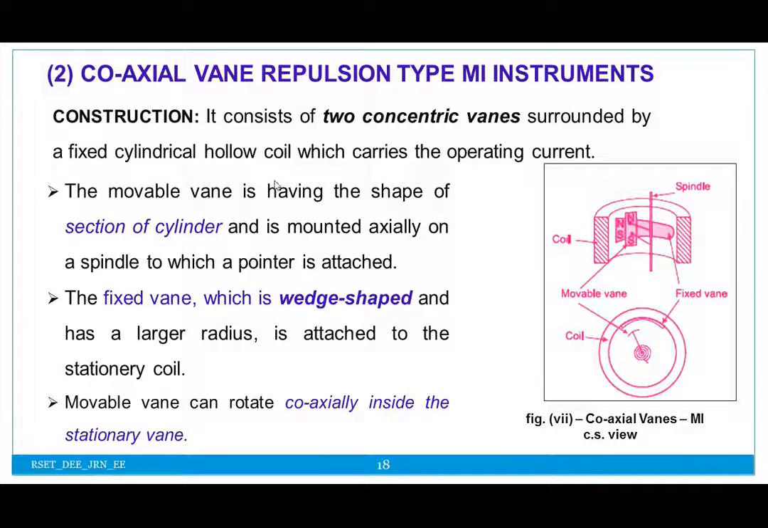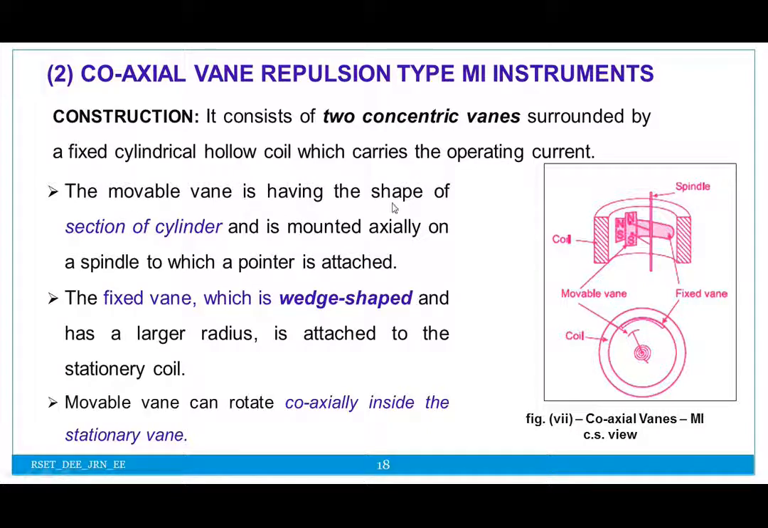Now the second type, the coaxial vane repulsion type moving iron instrument. Unlike radial vanes, here you are having two concentric vanes, again surrounded by a fixed cylindrical hollow coil which carries the operating current. See the cross section view. This is my coil which carries the current, the spindle which carries a vane, the movable vane, and this is my fixed vane which is fixed onto the stationary coil.